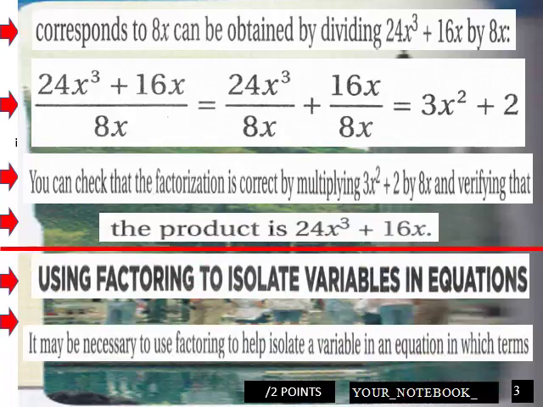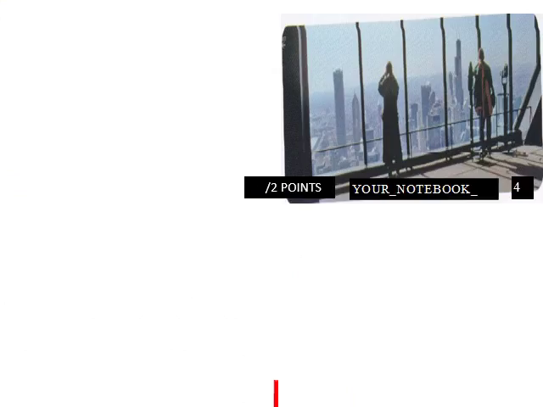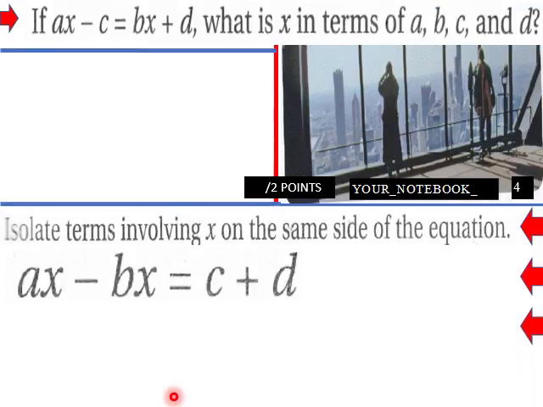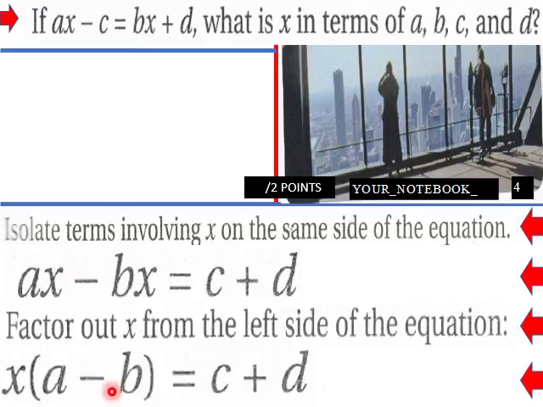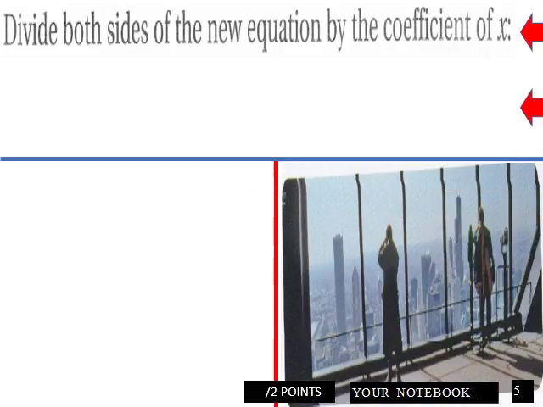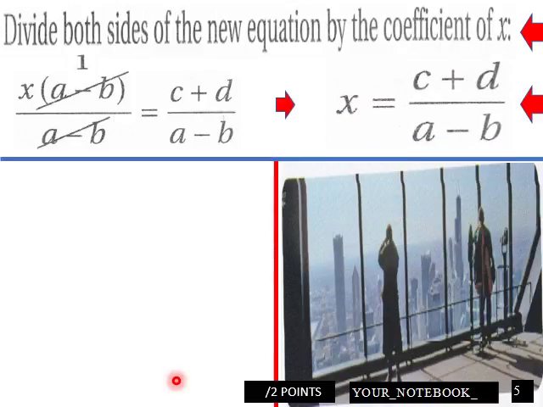Using factoring to isolate variables in equations, it may be necessary to isolate terms, so to do that, we need to factor. In this equation here, factor out x from the left side, a minus b. Simplifying terms will make it easier to solve when you simplify them by factoring. And then these cancel out here, and x equals this quantity or this expression here.